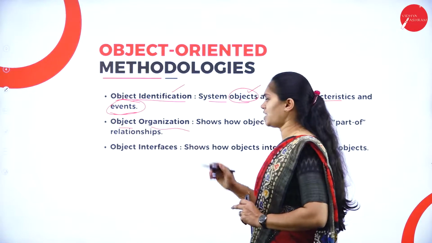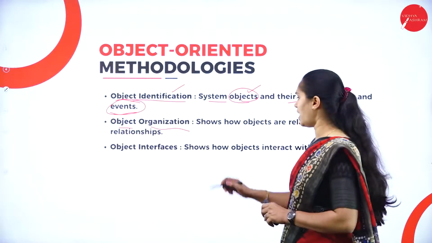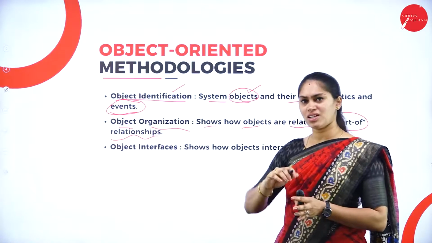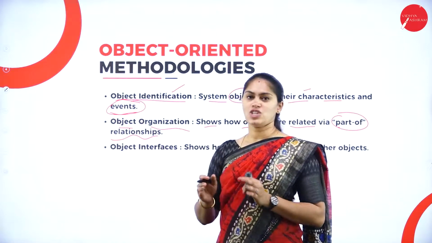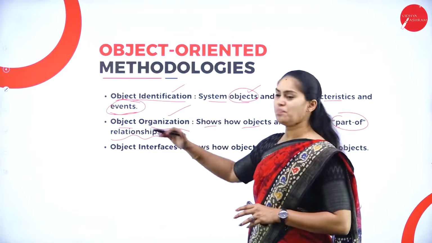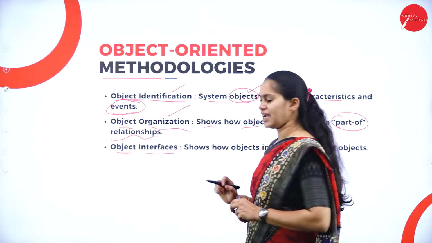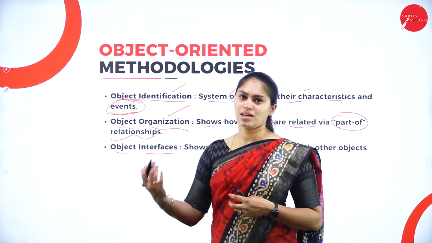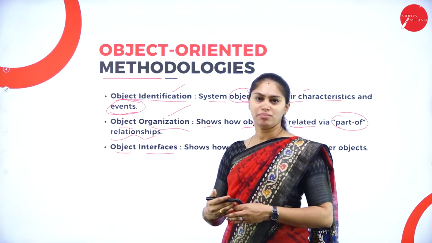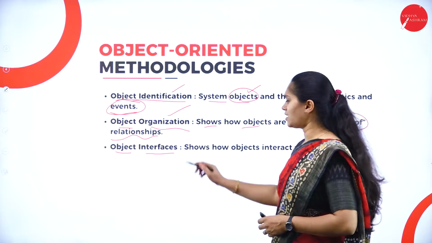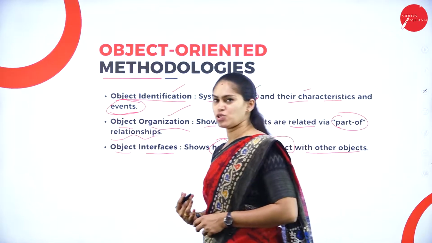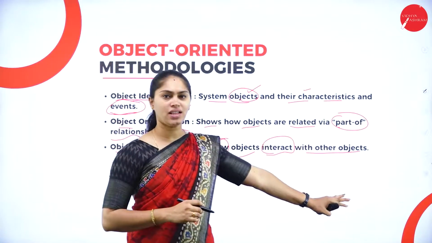Then those objects need to be organized and arranged, so that this shows how objects are related via part-of relationships, how one object is associated with another object. The relationship between the objects of a particular system will be identified and organized in the second methodology. And we have the object interface. As I told, if you want to share a message, there must be communication from one object to another object, so there must be an interface, a medium in order to have a conversation. That interface shows how objects interact with other objects. This mainly shows how one object is going to interact with another object.